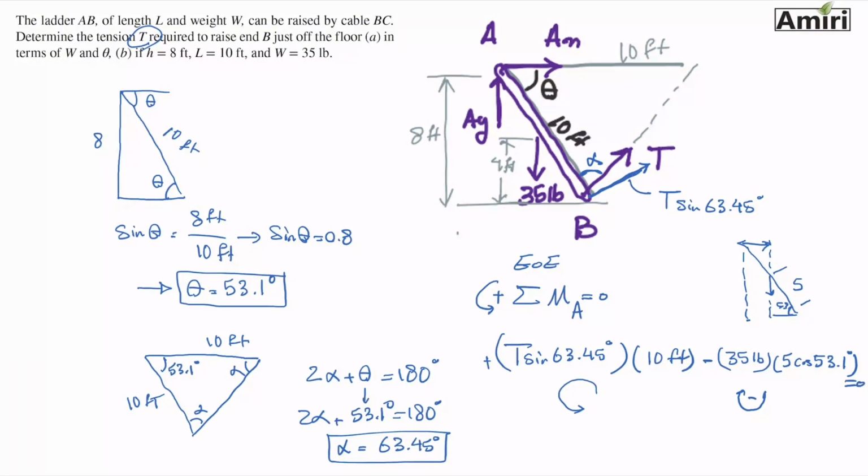This should be 0. The only unknown in this equation is T, and if you do the math, you can find T to be 11.7 pounds tension in the cable.